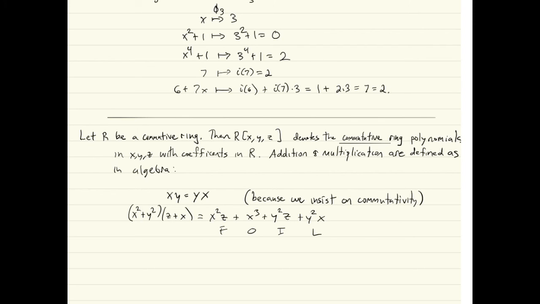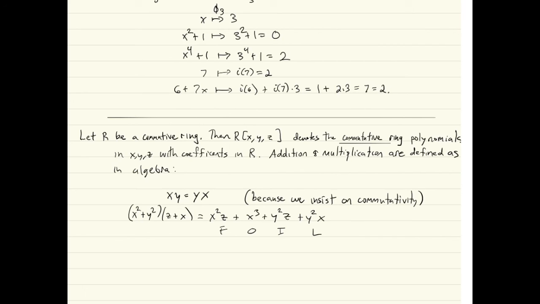So R adjoin x is a polynomial ring in one variable. We can have more than one variable. So let R be a commutative ring. Then R adjoin, for example, x, y, z denotes the commutative ring of polynomials in x, y, z with coefficients in R. Addition and multiplication are defined as in high school algebra. So because this is a commutative ring, I need x times y equaling y times x. And then the rules from algebra carry over to define multiplication and addition for more complicated polynomials. Like if I wanted to multiply out x squared plus y squared in this ring with z plus x, I just FOIL everything out, and there you have it.